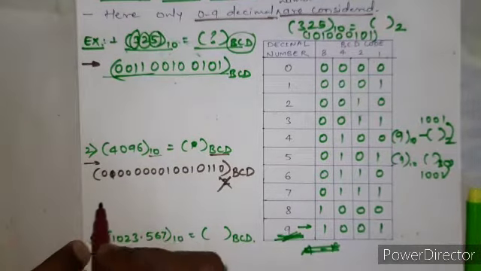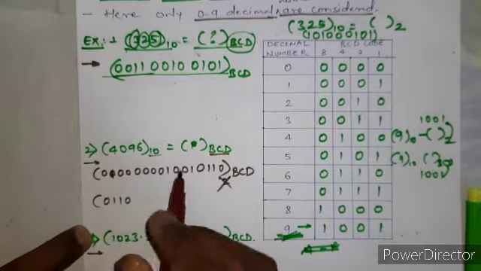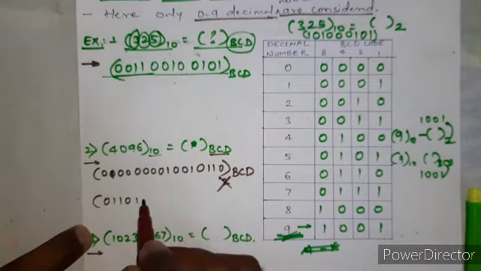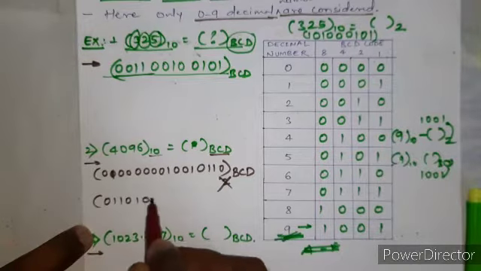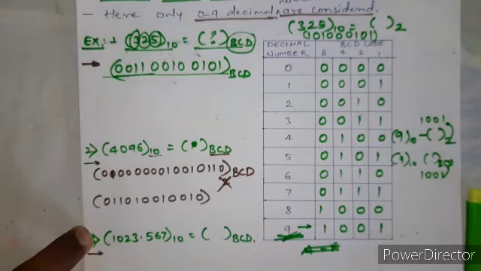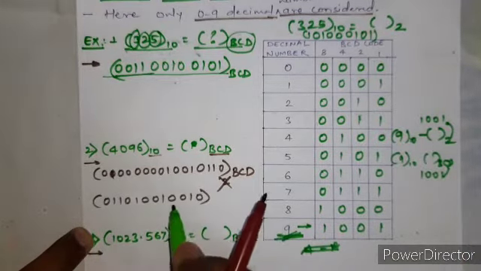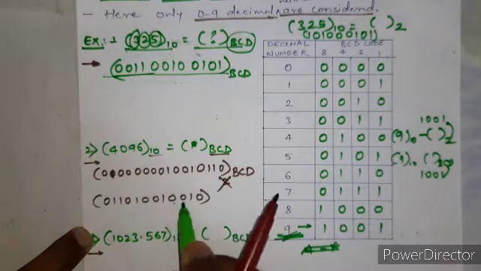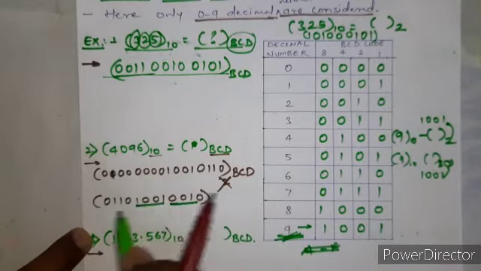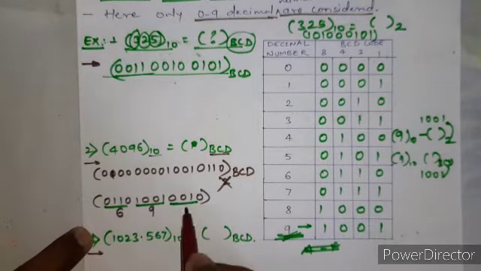And vice versa, if a binary sequence is given, 0 1 1 0 1 0 0 1 0 0 1 0, and it is asked to convert to its equivalent BCD decimal, then you have to form groups of 4 bits starting from the right going towards the left. So this is 6, 9 and 2.